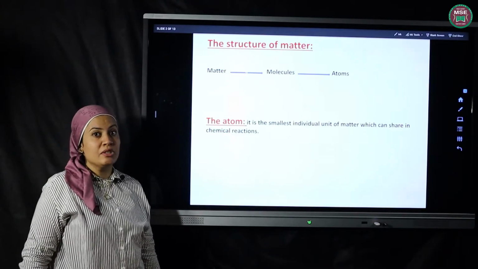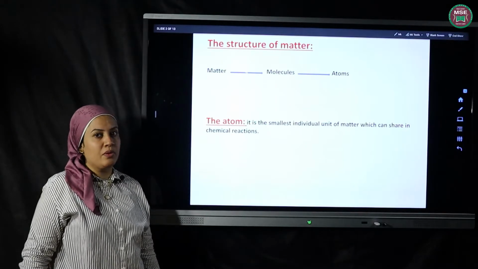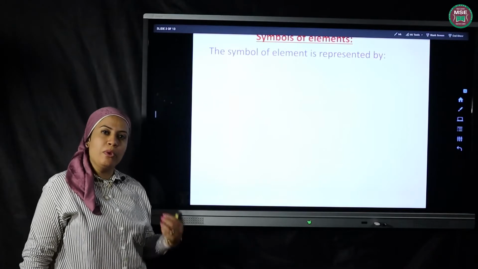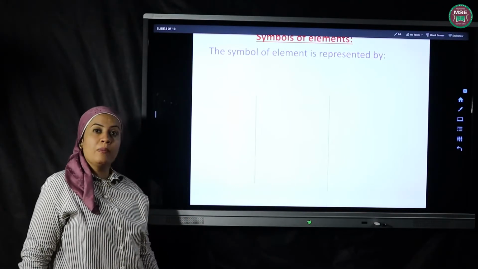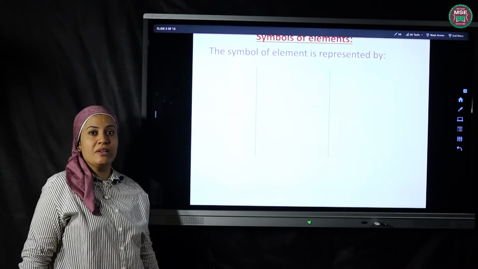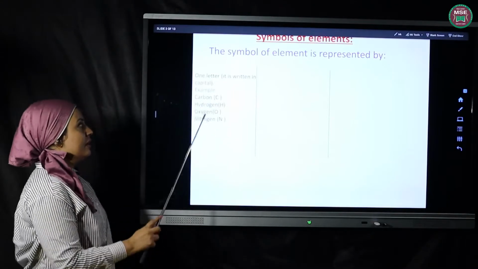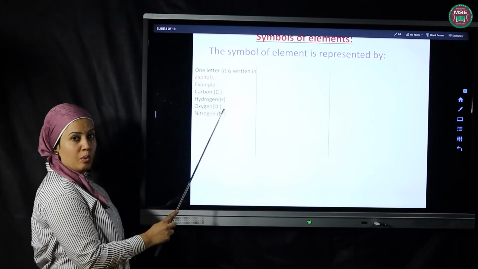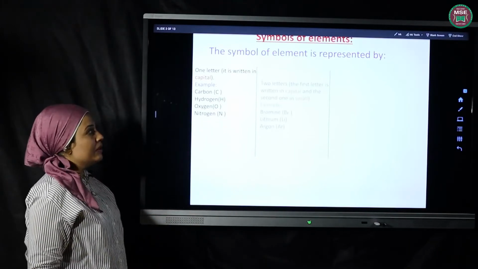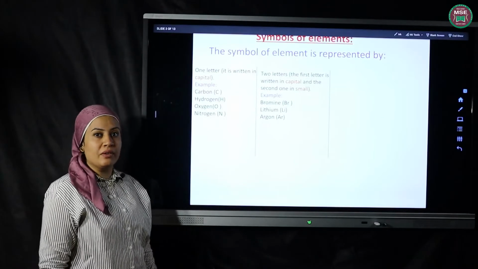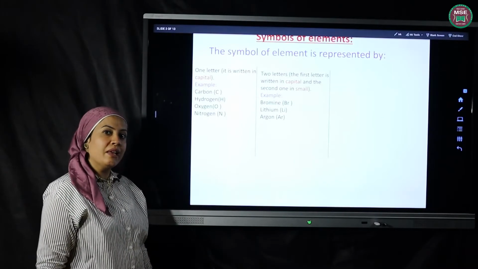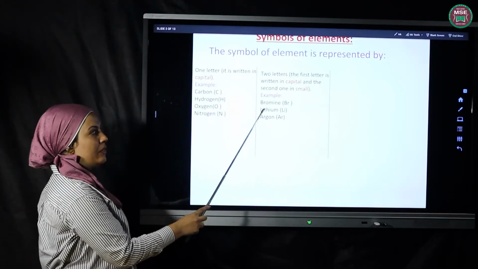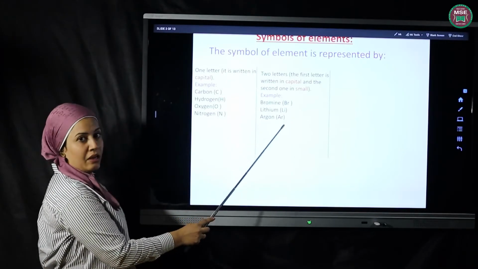Now we will study how to write the symbol of the element. The symbol of the element is represented in two ways. Number one, by one letter, which should be written in capital, like carbon, C, hydrogen, H, oxygen, O, nitrogen, N. Or by two letters, and we should write the first letter in capital and the second one in small, like bromine, Br, lithium, Li, argon, Ar.